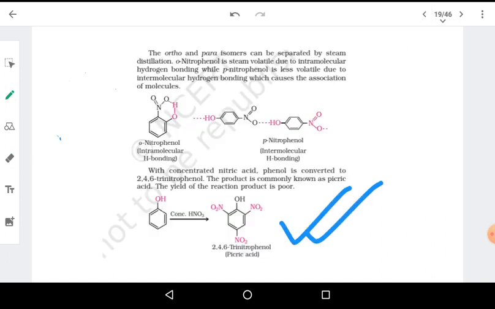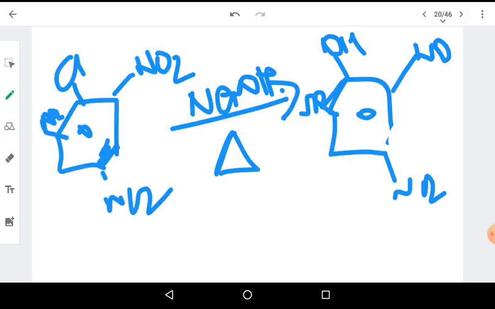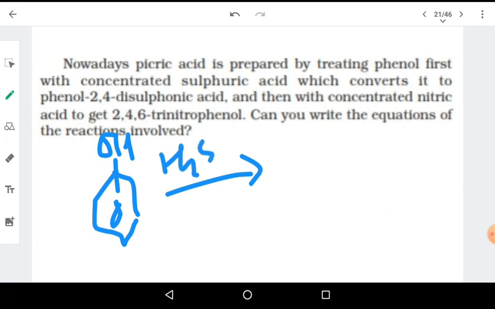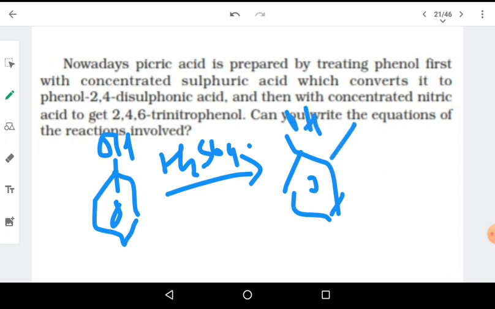And now we have studied it here, treated with concentrated HNO3. But the yield of this reaction is very poor. So what should we do to increase the yield? First, we have to carry out the sulfonation. For sulfonation, we have to treat the phenol with sulfuric acid, and we are getting this compound.